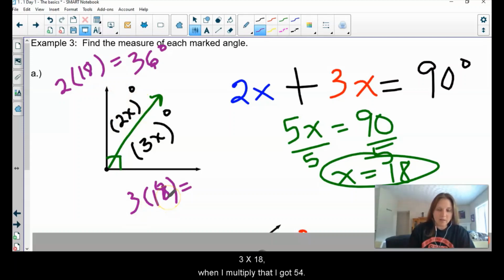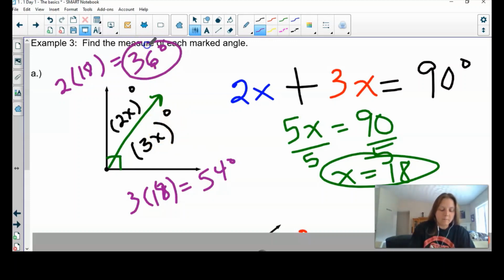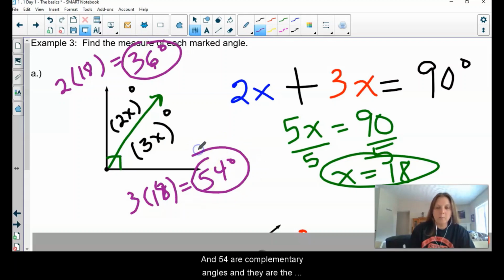3 times 18, when I multiplied it, I got 54. So that means this upper angle right here is 54. So 36 and 54 are complementary angles, and they are the measure of these two angles here.